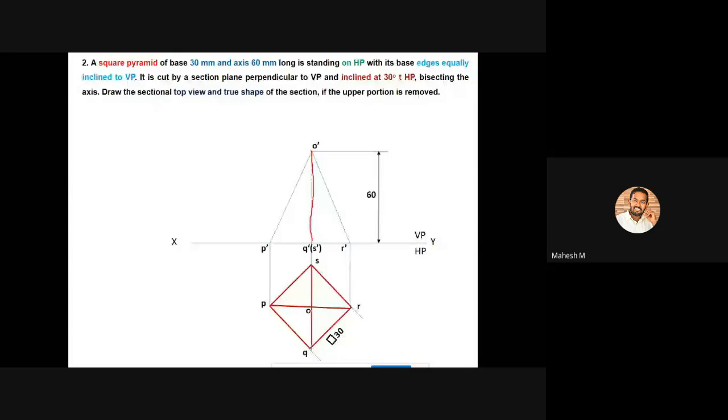Okay, so you can create your notations with this, and after that you have to create your sectional plane. The sectional plane is inclined at 30 degrees to HP. So it is not T, it is TO. 30 degrees to HP. Okay, bisecting the axis, what is meant by that? Bisecting the axis.